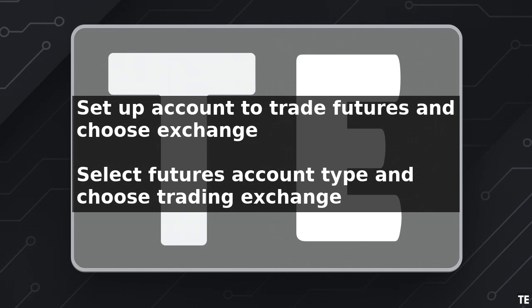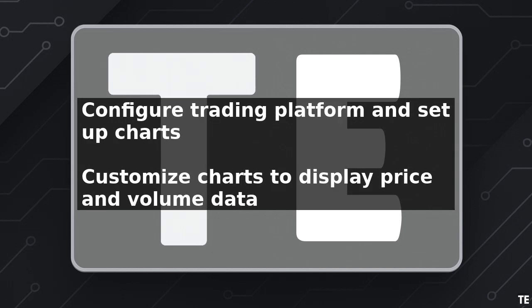To trade futures on Thinkorswim, you will need to use the Trade tab. This tab allows you to enter orders and monitor your positions in real time. You can enter orders using a variety of different order types, including market orders and limit orders. And you can also set up stop loss and take profit orders to manage your risk.